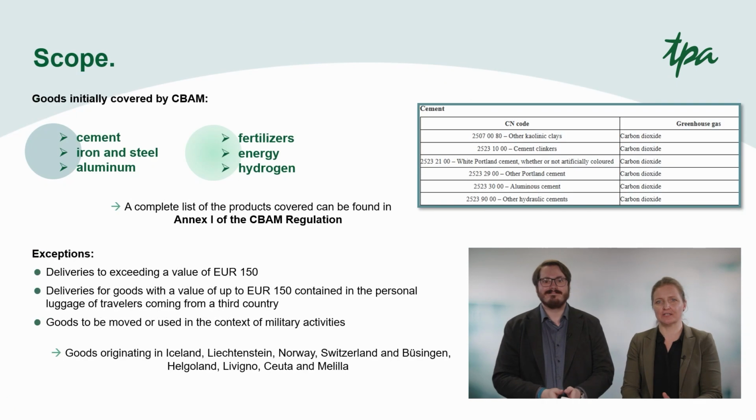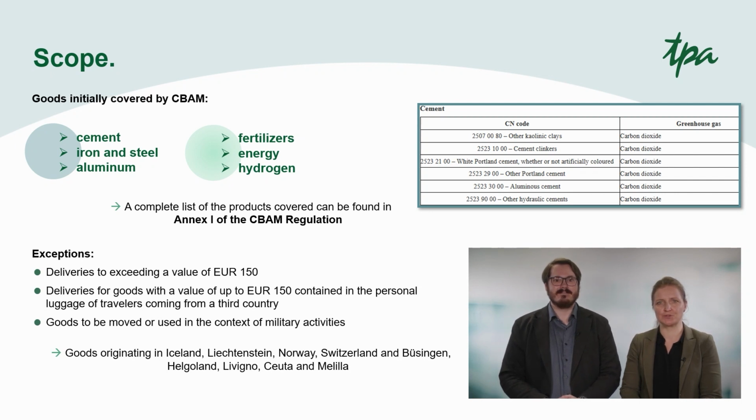As my colleague Bernhard has already mentioned, CBAM serves to support the European emissions trading system and relates to the import of CO2-intense products from non-European Union countries. So far, CBAM is limited to the import of cement, iron and steel, aluminium, fertilizers and electricity, each in pure or processed form originating in a third country. A complete list of the products initially within the scope of CBAM can be found in Annex 1 of the CBAM regulation, to which we have provided a link in the video description.